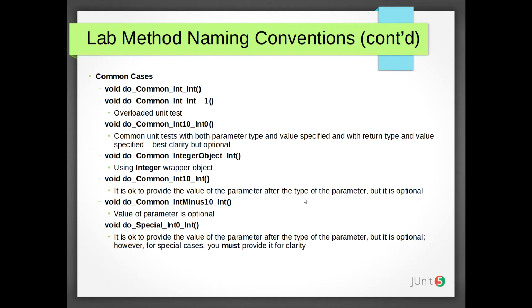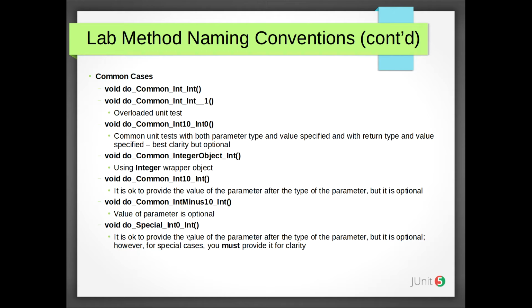So there is some flexibility. Another one is void do_common_int_minus_10_int. In this case, we're basically specifying we're testing a common case of the do method. We are passing in a parameter with the value of minus 10 and we're getting an integer in return, and we're not specifying the value of the integer, but we could. So that's for the common cases, some examples.